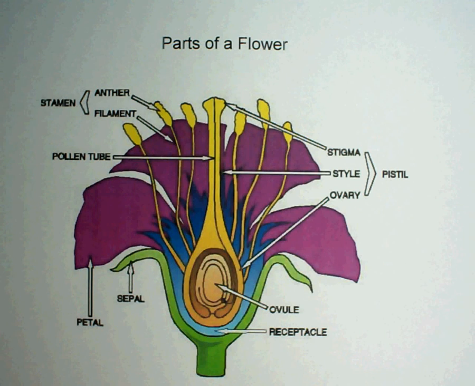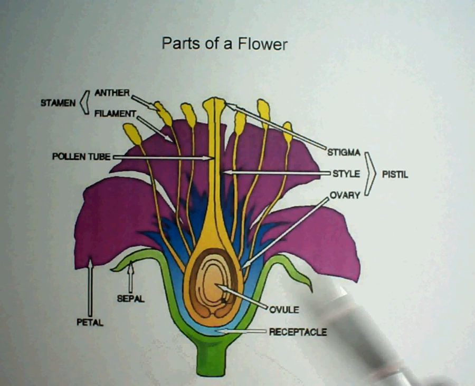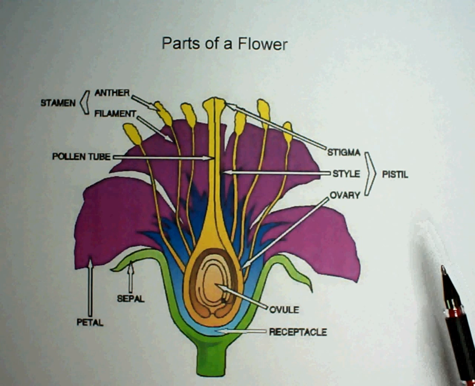Alright, this lesson is going to be a very short lesson on the parts of a flower. Every once in a while they ask questions about this on the TAKS test, so I want to take a second and show you the parts of a flower. It's not very difficult. All flowers have these same basic parts.